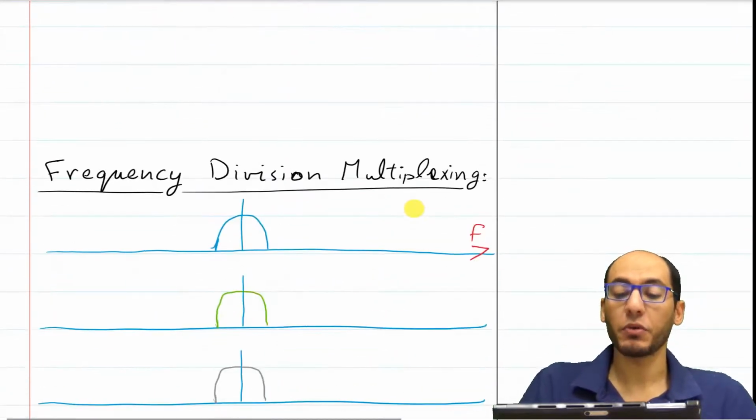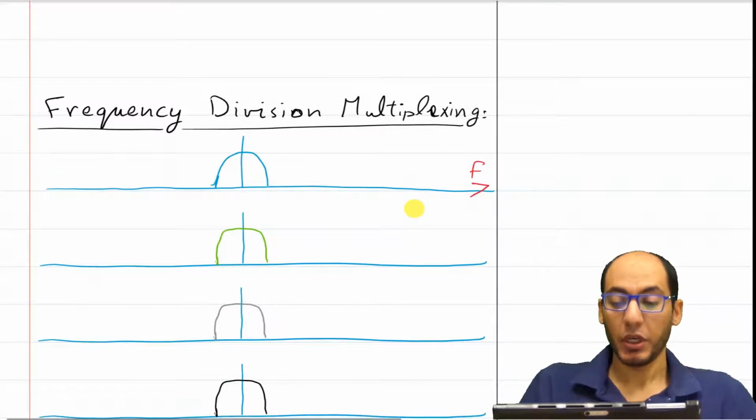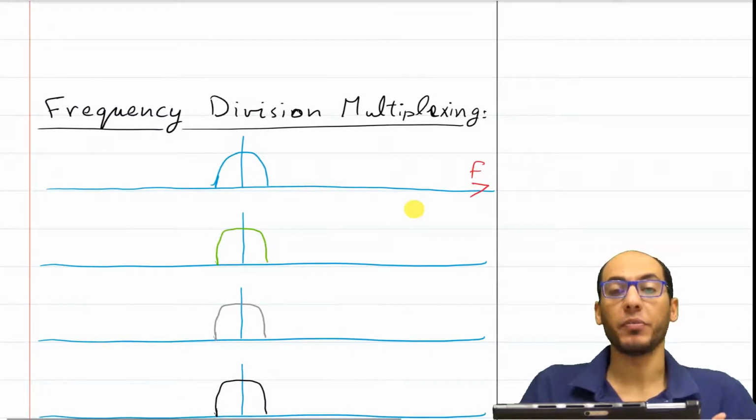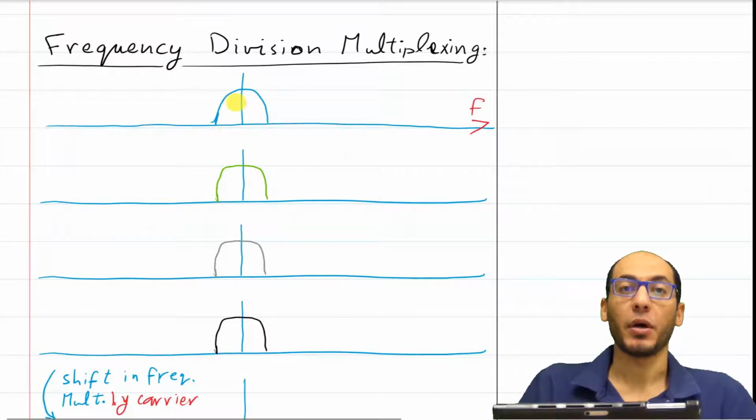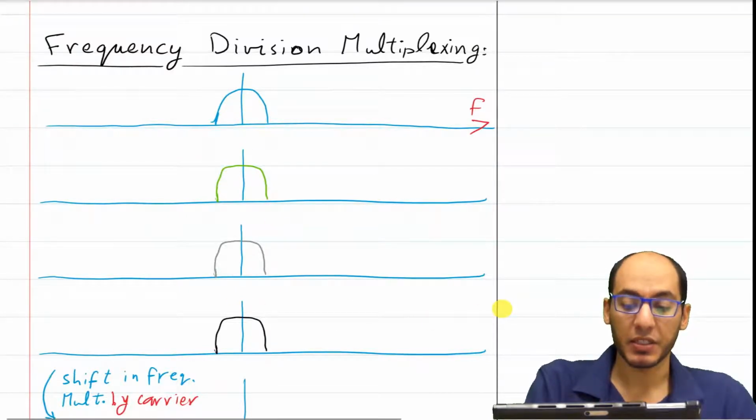Okay, let's move on to frequency division multiplexing. Can I do the same thing, but interleave them? Can I do the multiplexing in the frequency domain? Yes, I can. Let's assume that I already have a bunch of users, and there are 4 users as before, and each one has, let's say, 1 kilohertz.